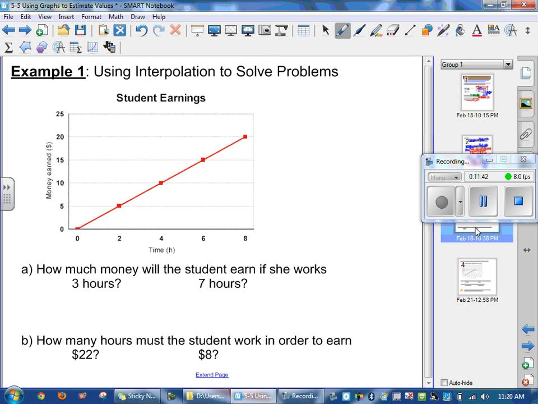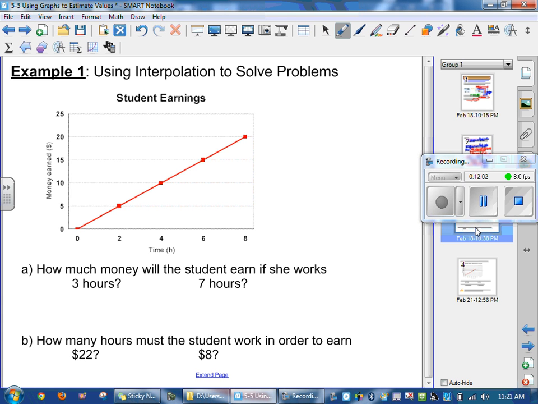Student earnings. Says she's earning money. How many hours she works and money earned. Okay, hours worked and money earned. Says, how much will the student earn? So how much money? I'm looking for a y number. How do I know it's y? Because it's on this vertical part. The vertical part is always y.